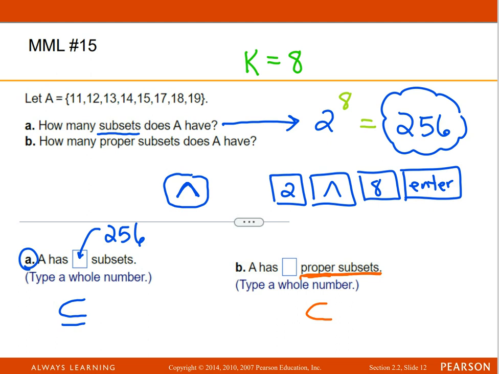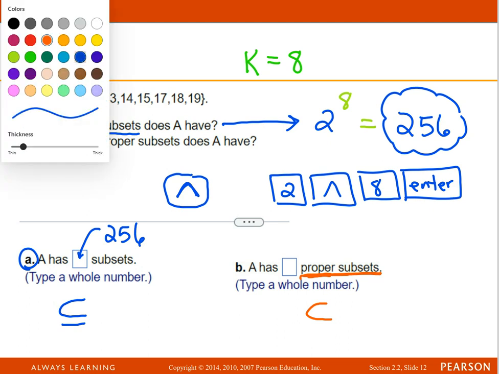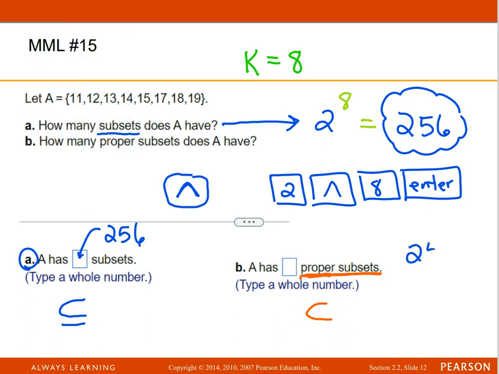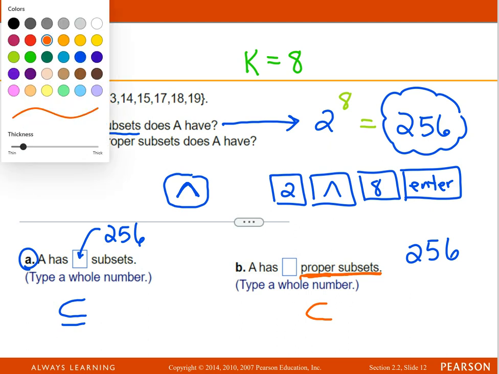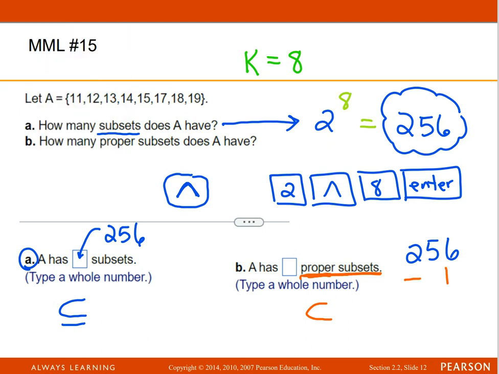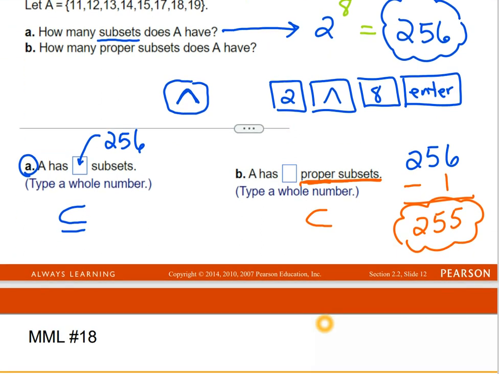So, to get the number of proper subsets, you take the 256 total subsets and subtract out the set itself. The number of proper subsets will always be one less than the total number of subsets. Whew, and that's that one.